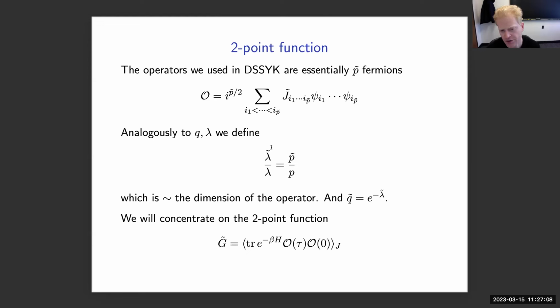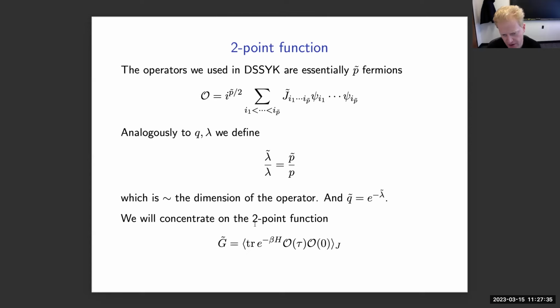And for them, we also define this analog of lambda, which will be lambda tilde. It's proportional to p tilde. There's nothing new here. It's just a definition. And also q tilde, which is e to the minus lambda tilde. These are some parameterizations, similar to the P, lambda and q that we had before. So lambda tilde is just the size of the operator, basically.